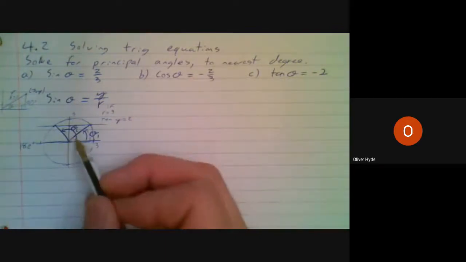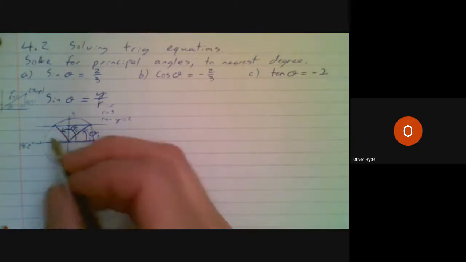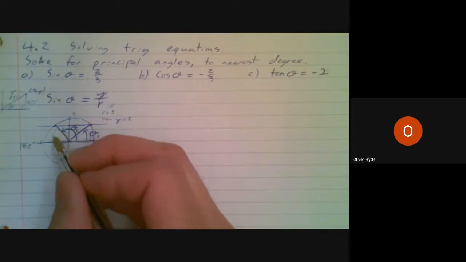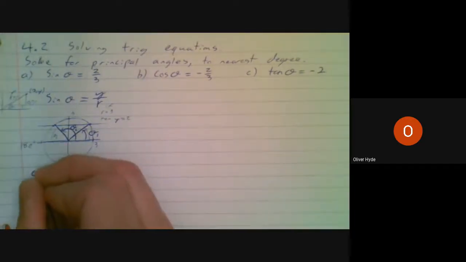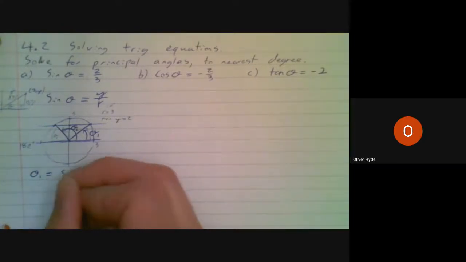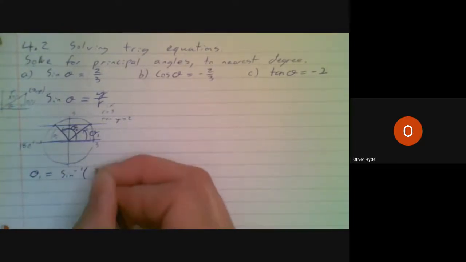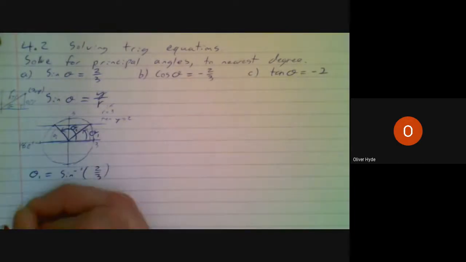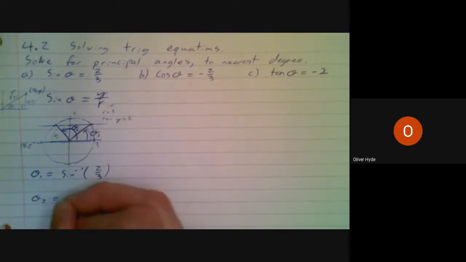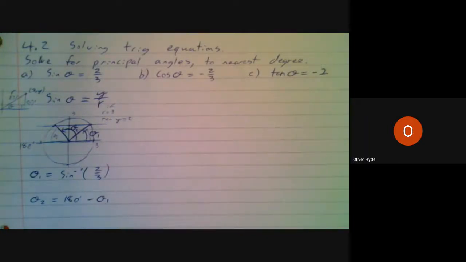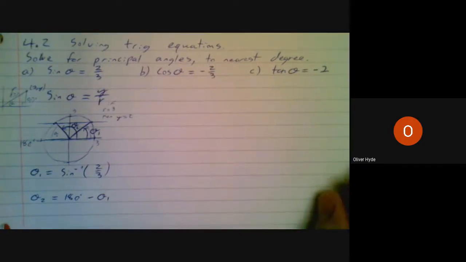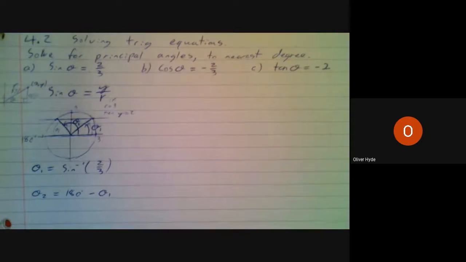Theta 2 is the second quadrant angle that has a related acute angle of theta 1. So I'm ready to lock in my answer here and say theta 1 is going to be what my calculator tells me when I ask for the inverse sine of 2/3. But theta 2 is going to be 180 degrees minus that theta 1. I don't need to memorize any of this. I can see it on my diagram.